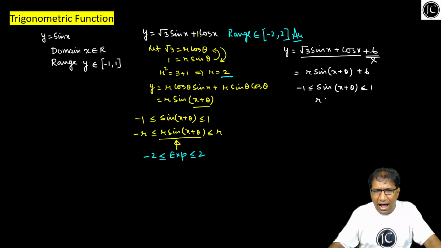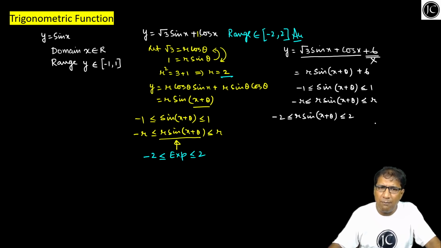मतलब क्या हुआ? If I multiply with r, तब ये क्या हो रहा है? -r से r. मतलब क्या हुआ? r sin(x plus theta) is lying between -2 and +2. Is it clear? क्योंकि r का वैल्यू इज 2.